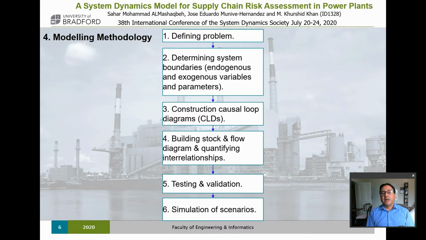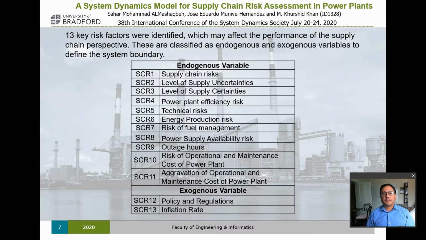We tested and validated the model with the case study of these two power plants, and we simulated different scenarios in order to see how this risk assessment tool could be used to provide recommendations to managers in the power plant on how to plan better strategic plans in the future.